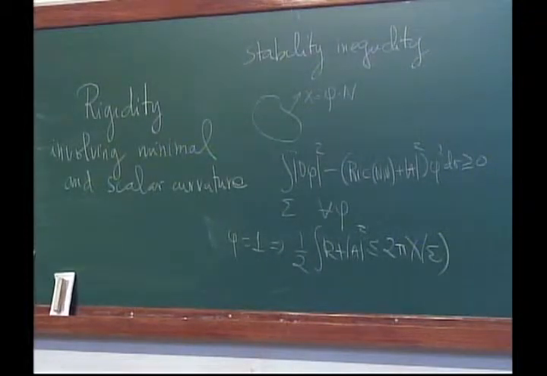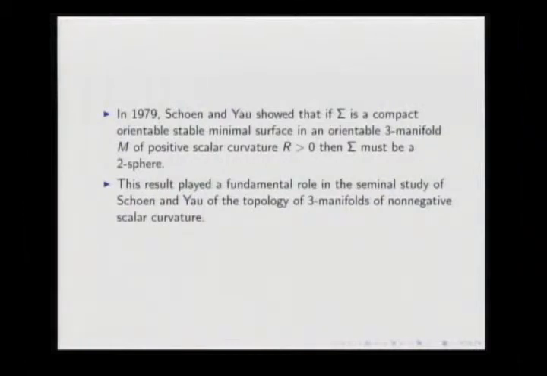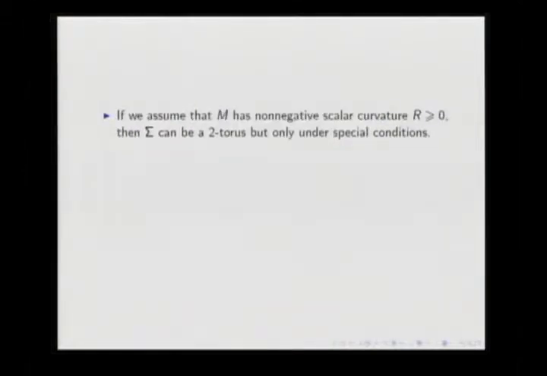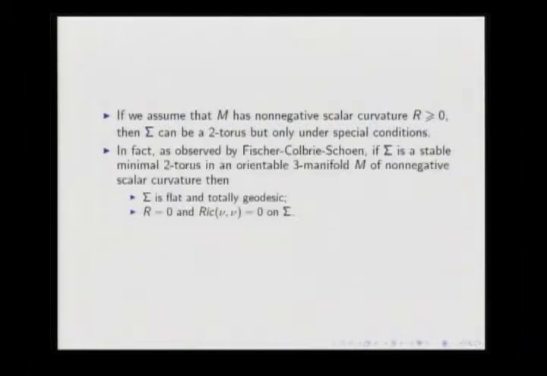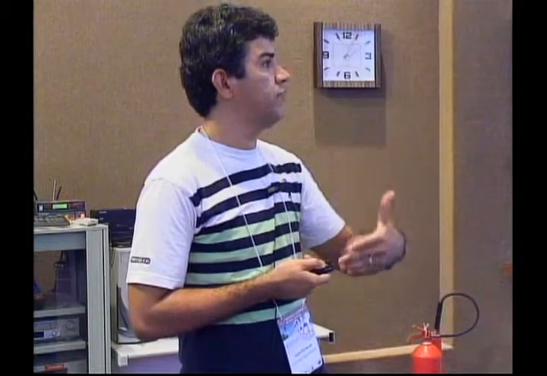These results play a fundamental role in the study by Schoen and Yau of the topology of three-manifolds of non-negative scalar curvature. So now, if you assume just non-negative scalar curvature, then the surface can also be a torus, but only under special conditions. In fact, as observed by Fischer-Colbrie and Schoen, in this case, if you have a stable minimal two-torus, then you have this rigidity over the surface. Okay, this torus has to be flat and totally geodesic, and the scalar curvature of the ambient space and the Ricci curvature in the normal direction vanish over the surface.